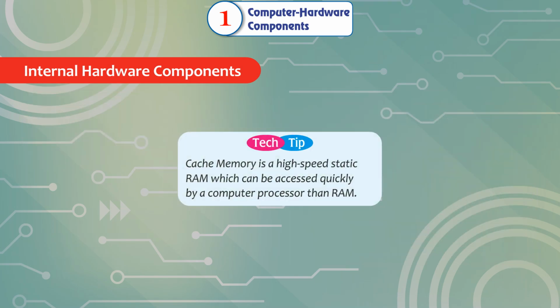Tech tip: cache memory is a high-speed static RAM which can be accessed more quickly by a computer processor than RAM.